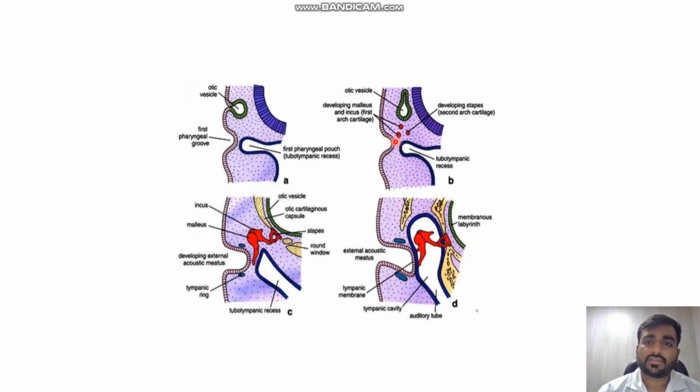Now we are discussing the embryology of the Eustachian tube. The Eustachian tube develops from the tubotympanic recess. The tubotympanic recess is derived from the dorsal part of the first and second pharyngeal pouches. Here we can see the development of the Eustachian tube, auditory tube or pharyngotympanic tube from the tubotympanic recess. The muscle and cartilage develop from the surrounding mesoderm.